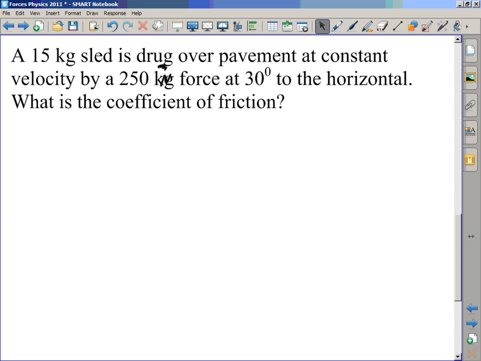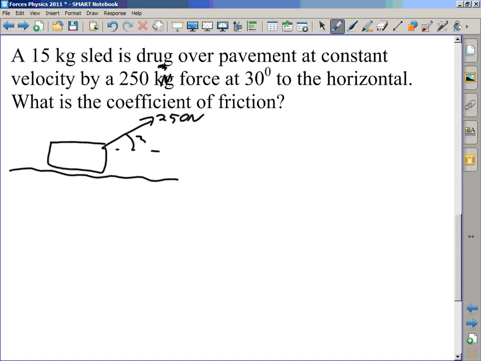Newtons for the next. Okay. 250 Newton force. So first step is always what? Draw a picture. So I have a sled, whatever, it's a nice little box, right? Swing over some surface here, and a force, 250 newtons, 30-degree angle. So 250 newtons, 30-degree angle.